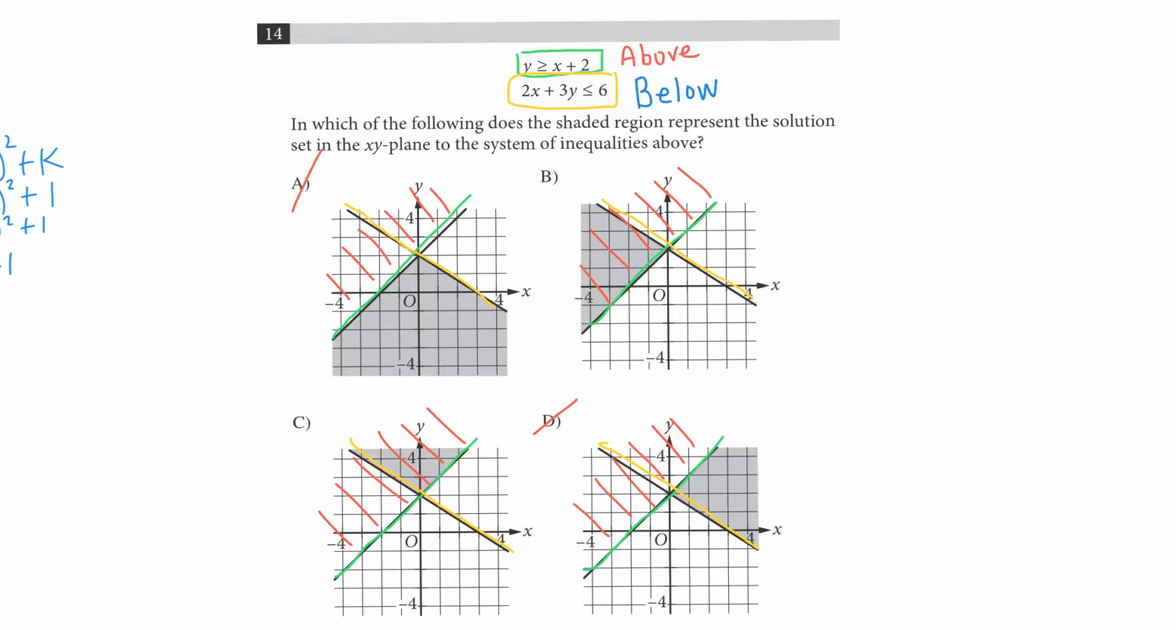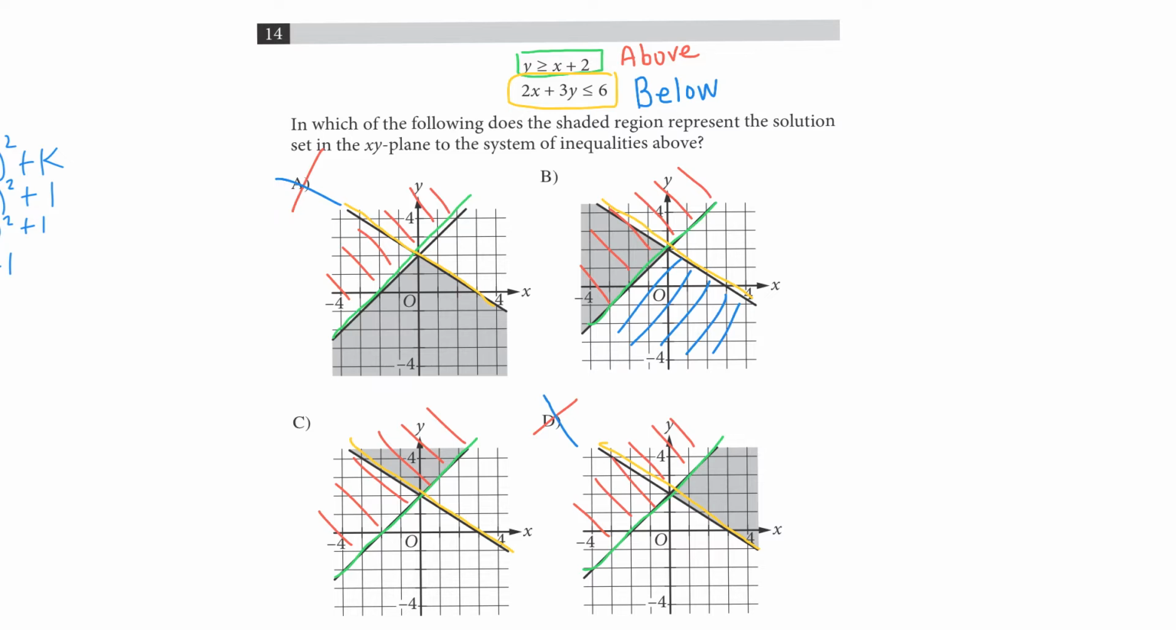So we're going to look at everything below the yellow line. This one's already out, so we're not looking at that, and we're not looking at this one. So below the yellow line here would be this area. That would rule this one out, rule out B. And we're looking below the yellow line.